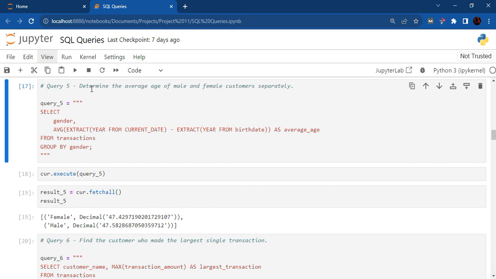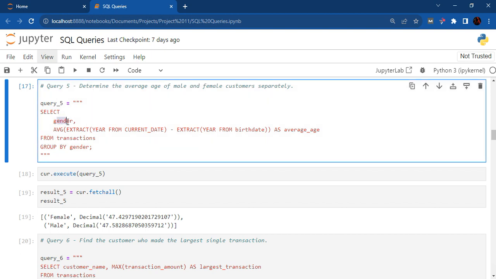Okay, so we should determine the average age of male and female customers separately. I'm trying to get the average age of male and female customers separately. Now we have to select the gender first of all, because that has to do with male and female. They will then have to extract again the age.